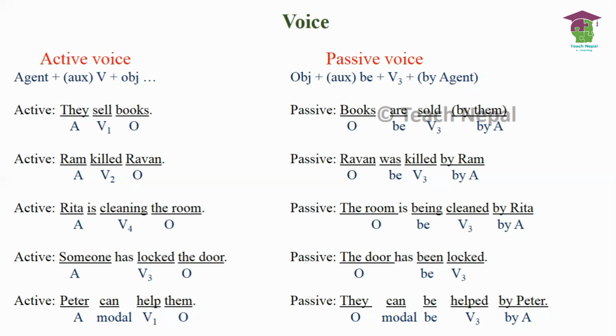Rita is cleaning the room. The room is being cleaned by Rita. So in this case, this is cleaning, verb 4 form, and if there is verb 4 form, there should be being plus verb 3 while changing it into a passive sentence.